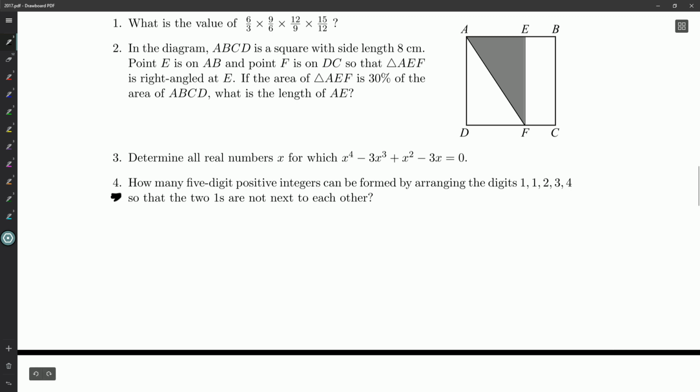In this video, we're looking at question number 4 on our Canadian Senior Math Contest. How many 5-digit positive integers can be formed by arranging the digits 1, 1, 2, 3, 4 so that the two ones are not next to each other? Okay. So it's going to be a counting problem.